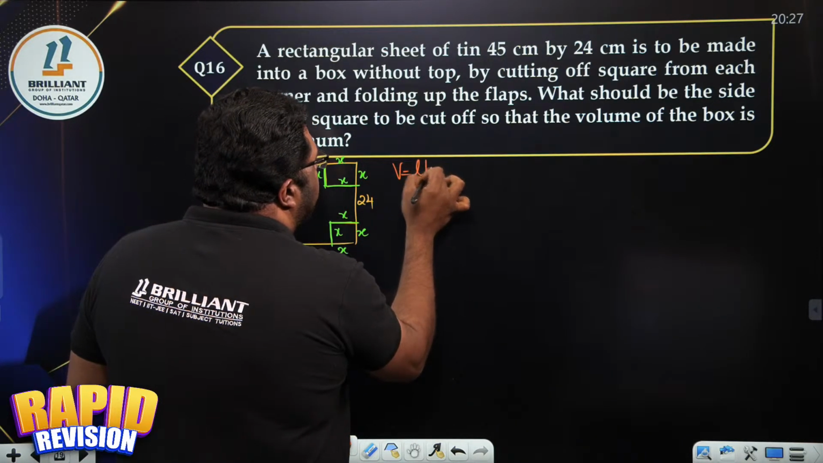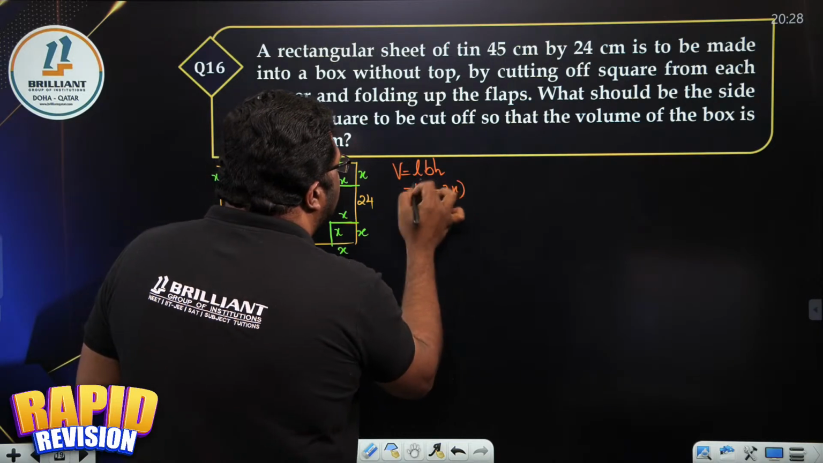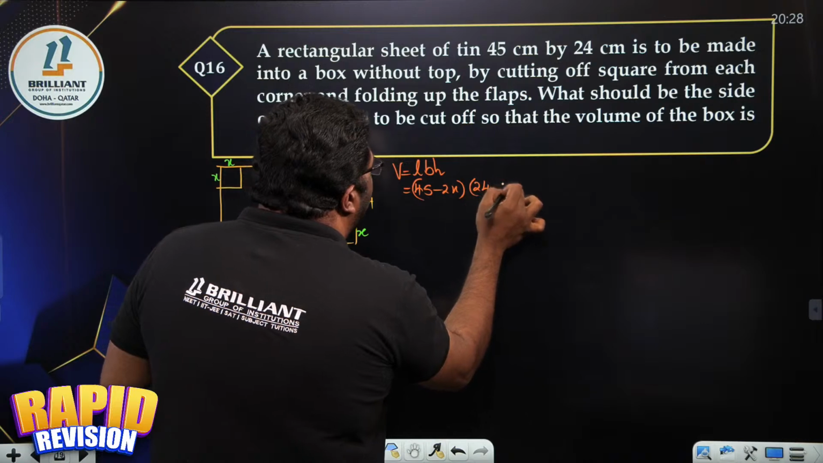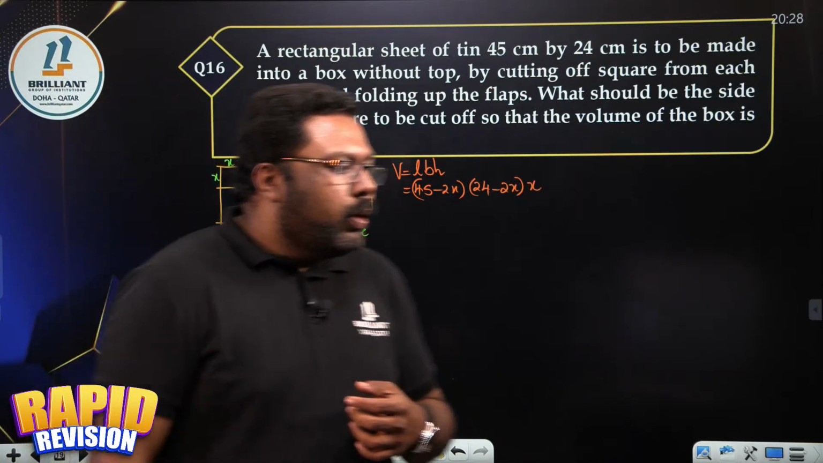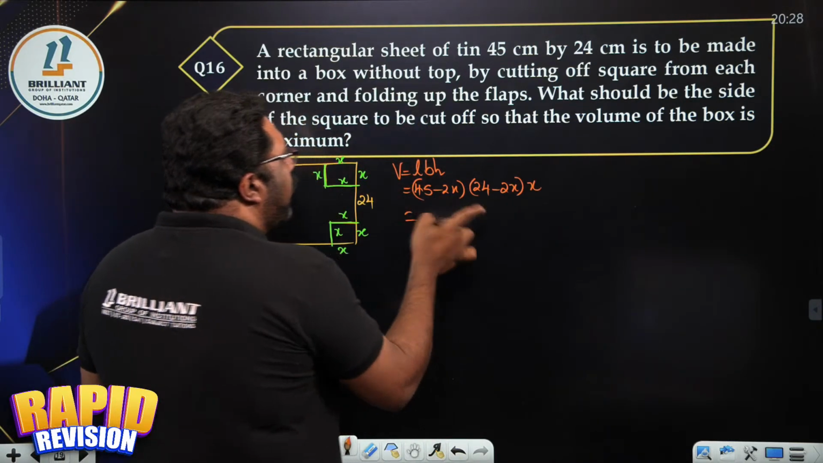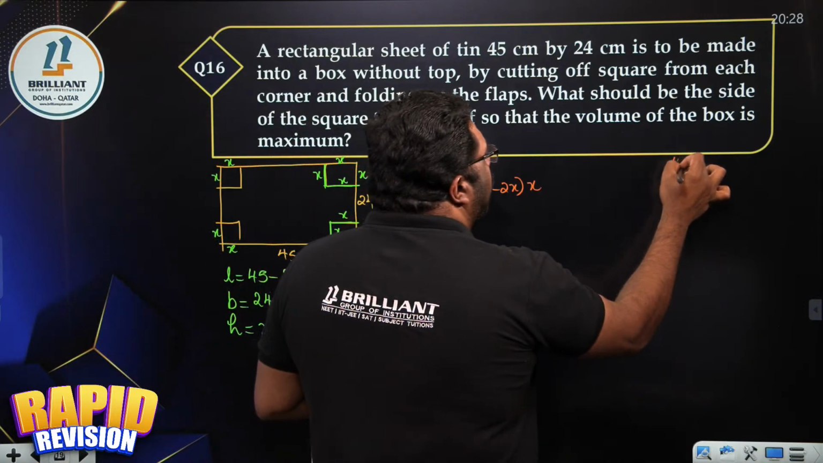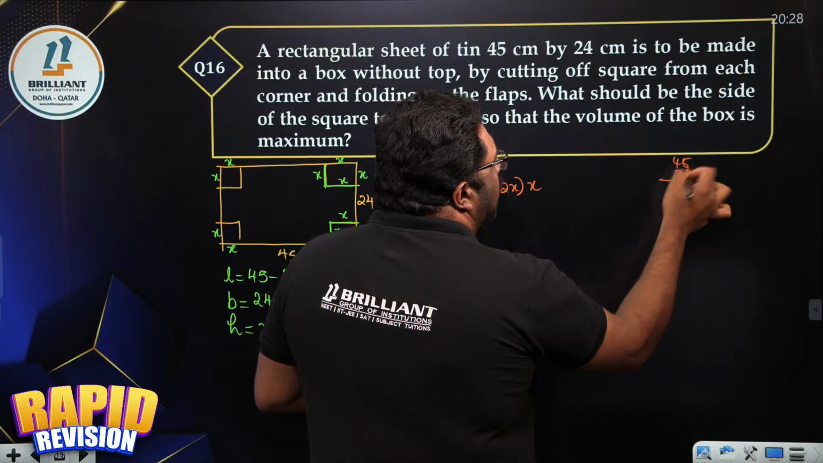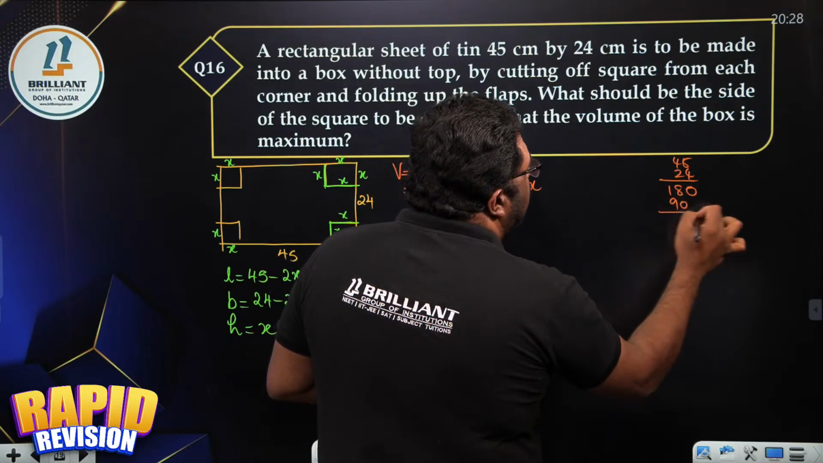Now I am interested in the volume of the box. Volume of the box is length into breadth into height, which is (45 minus 2x)(24 minus 2x) multiplied with x. Okay, can you please multiply and open the bracket? 45 times 24, all of you, it's going to be 1080.